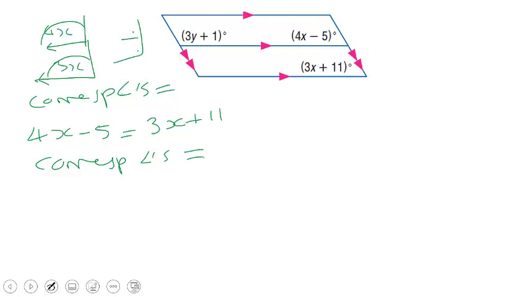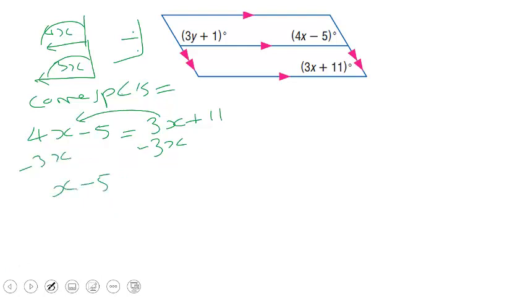Now I want to take the 3x over there. In order to do that, I'm going to say minus 3x, minus 3x. 4 minus 3 is 1x. x minus 5 is equal to 11. Let's take this over there. So I'm going to say plus 5, plus 5. x is equal to 11 plus 5, that's 16. x is 16. So that solves for x.